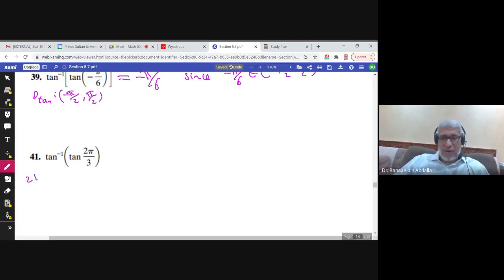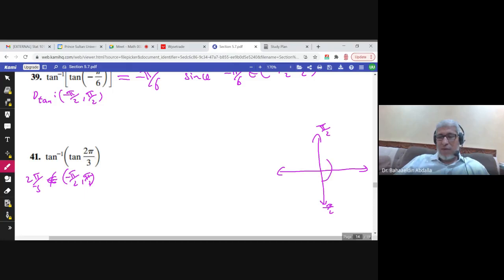While here, now look at this one, tan inverse tan 2 pi over 3. 2 pi over 3 is not in this interval, which is from negative pi over 2 to pi over 2. Okay, so let us sketch the graph. Maybe we will understand. Negative pi over 2 here, pi over 2 here. This is the domain in which tan is defined. Now, where is 2 pi over 3? This is 3 pi over 3, so 2 pi over 3 is here. Now, this angle is not in the domain, so the answer is not 2 pi over 3.